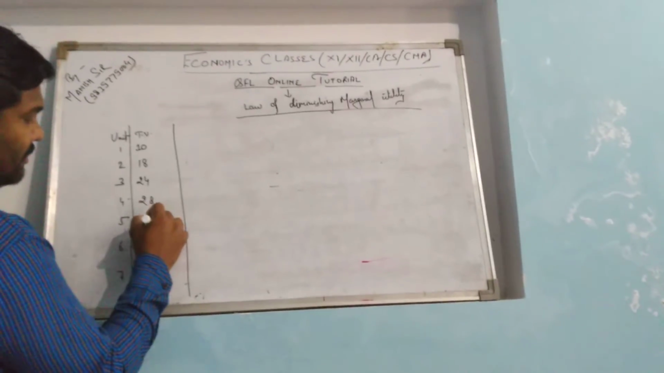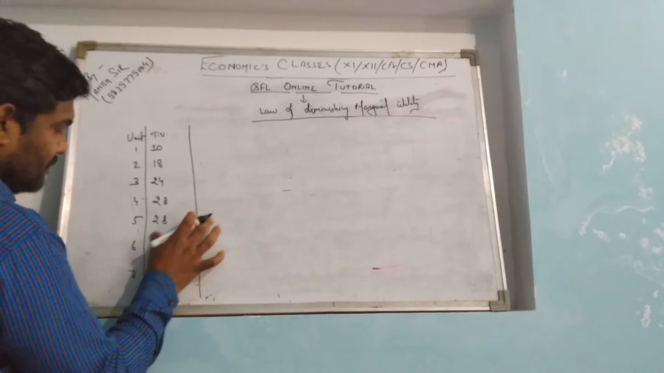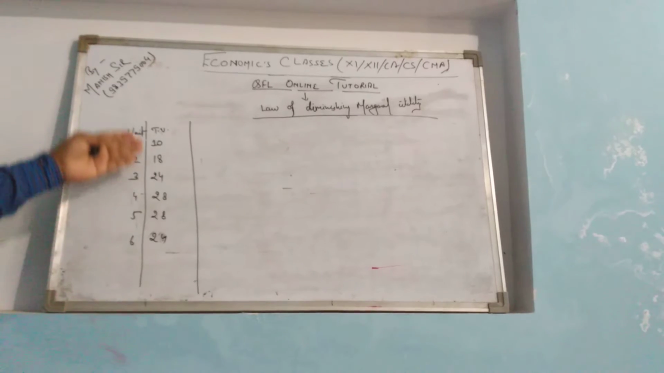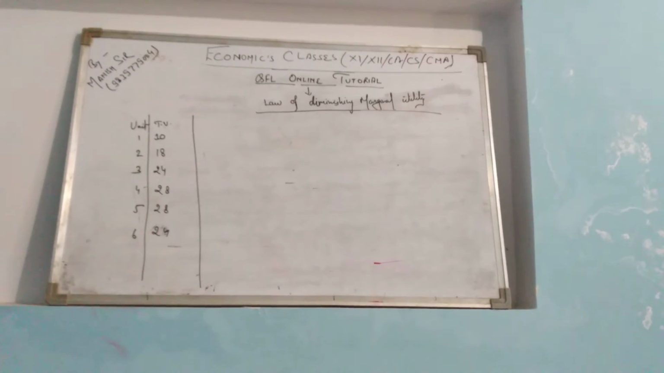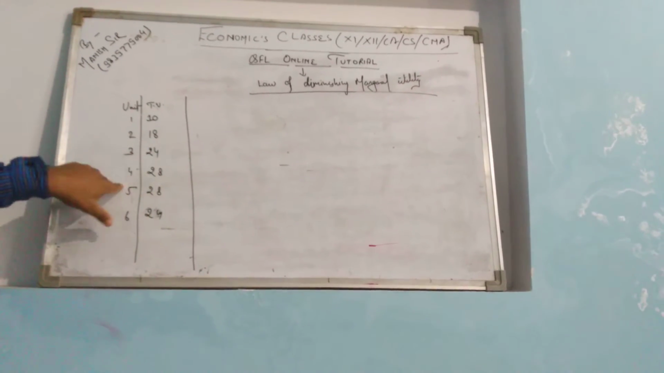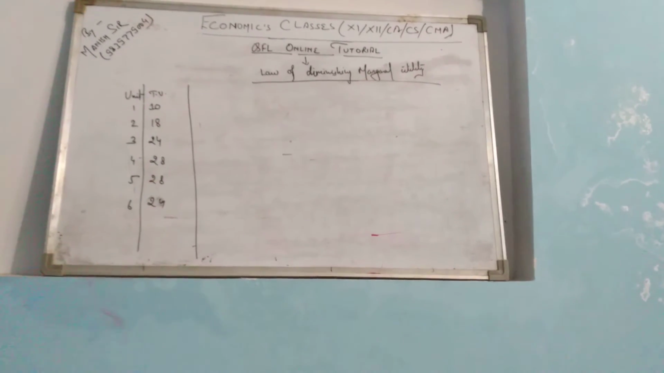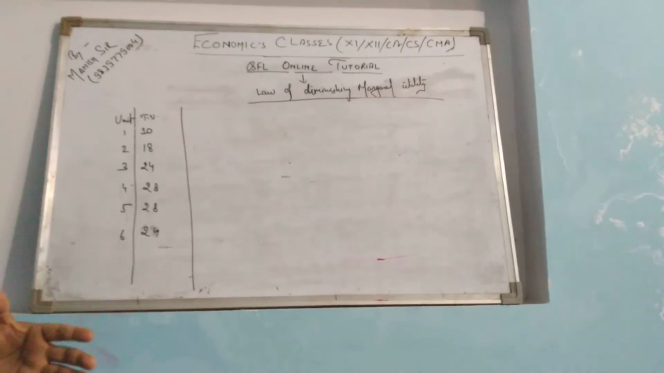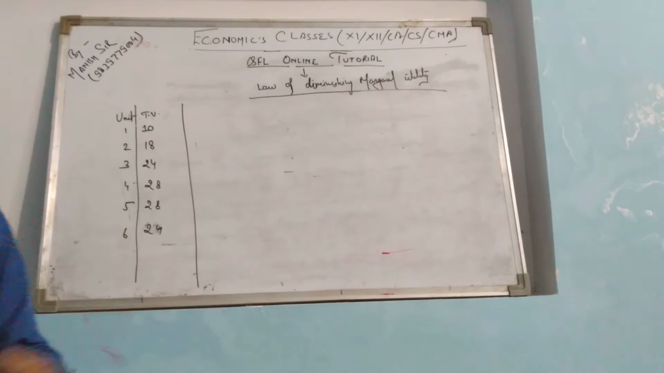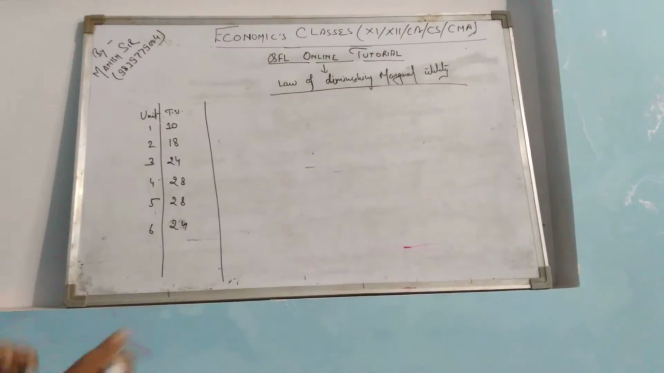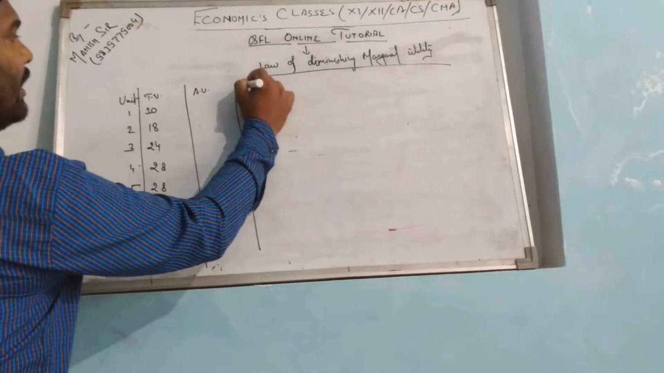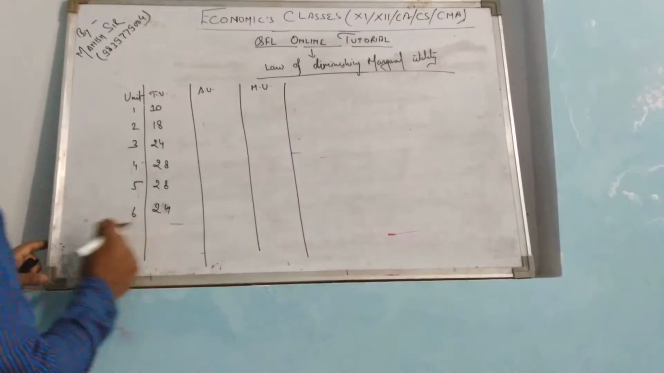So this is our TU. Suppose we are given a TU. Sir, 1 unit, 10 utils, 18, 24, 28, 28 and 24. How are we assuming it? Sir, law of diminishing marginal utility states that as we consume more and more of a commodity, the level of satisfaction tends to fall. Now, how are we going to find out? Find AU and next one is MU from the given data.